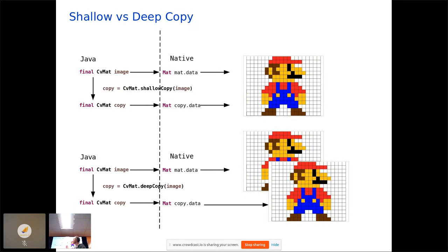But PileCV4J makes it easier. You can explicitly do a shallow copy, in which case you don't get a reference to the same C object. You still get two C objects, but for the image data, you get one copy of the image data. So if I do a shallow copy and make a change to the copy, and then I display the image, you'll see the change.